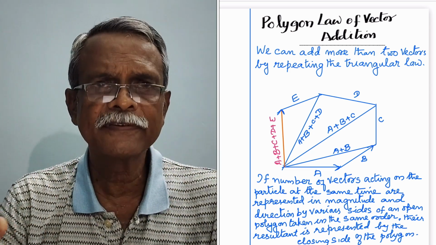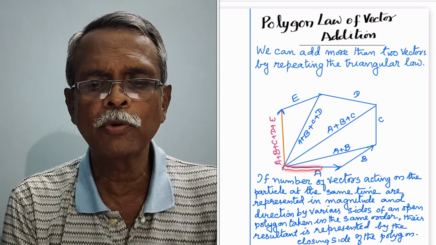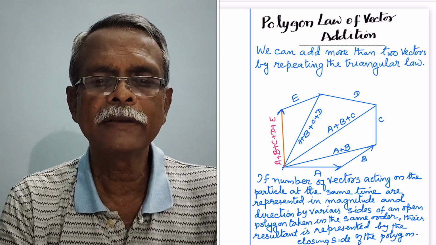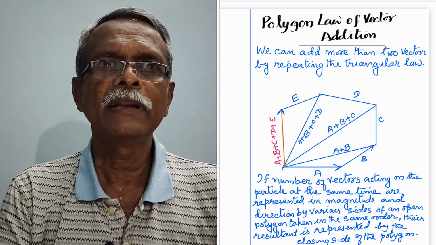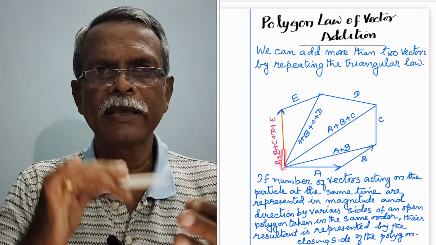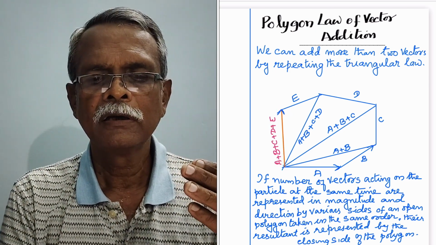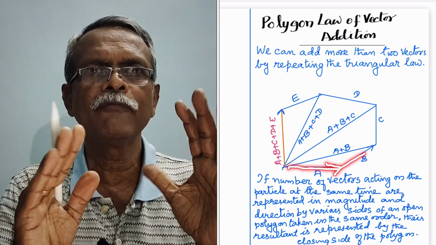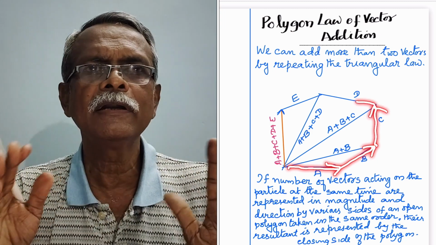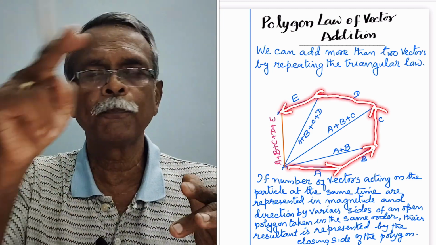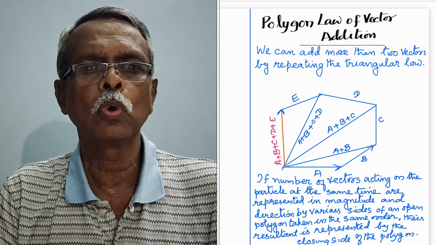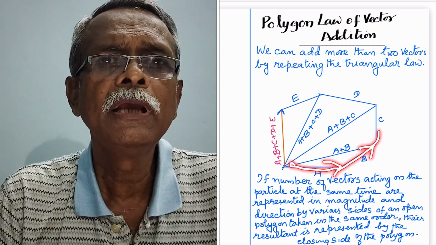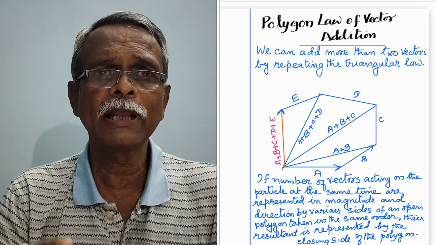Therefore, we have several vectors. They are represented in magnitude and direction by the sides of a polygon taken in order. That is, A, then B, then C, then D, then E, like that, taken in order. And the direction and magnitude should be preserved. Then we will get an open polygon. That is a polygon which is not fully completed. When it is completed, the resultant will be 0. A closed polygon will have a resultant 0. But if you have a non-zero resultant, it will be an open polygon. Therefore, you will get an open polygon.